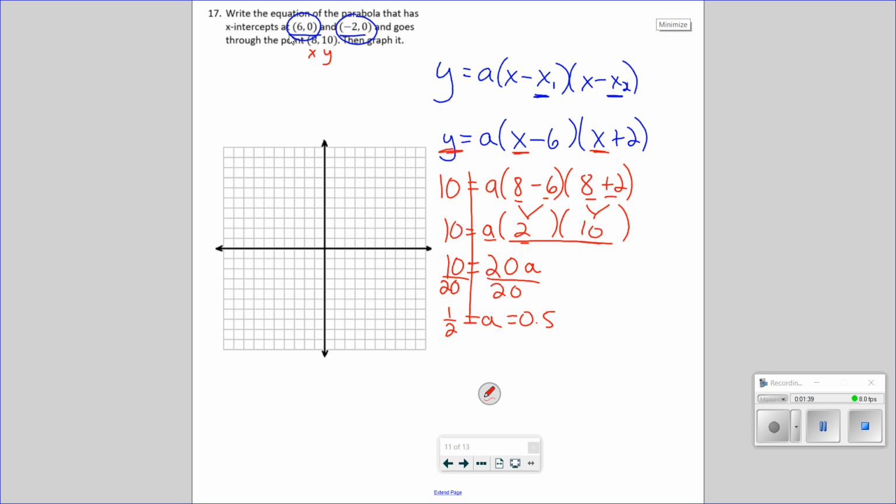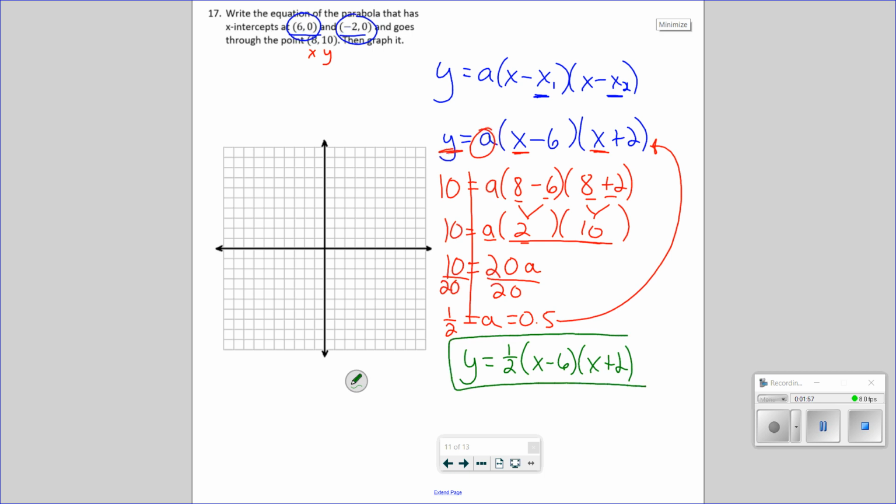So now we have our a, so we go back up to this equation and we plug in our a value. So our final equation then is y equals 1/2 times x minus 6 times x plus 2. The directions do not say what form to write it in, so I'm just going to write it in my factored form because that's what matches with the information we are given.